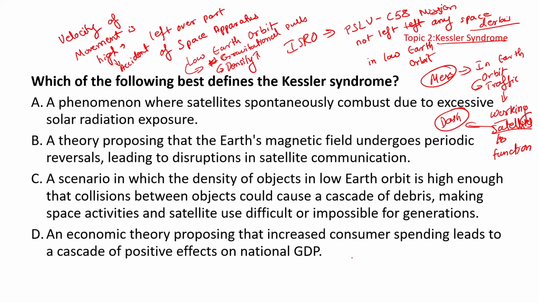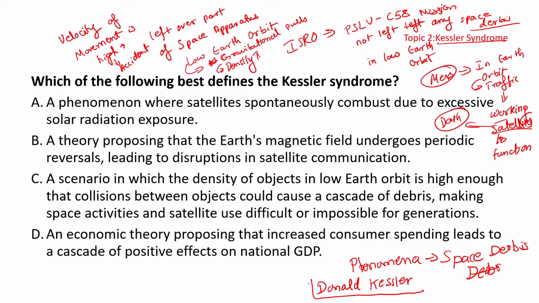This particular phenomenon of space debris and the chaos that will be caused by it was discovered for the first time by Dr. Donald Kessler in 1978. Hence it is called the Kessler Syndrome. So the world needs to get away from it so that space can be used by everyone.